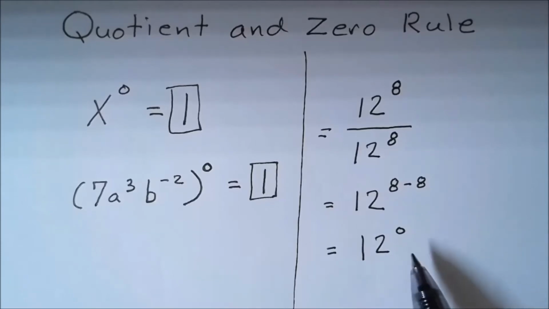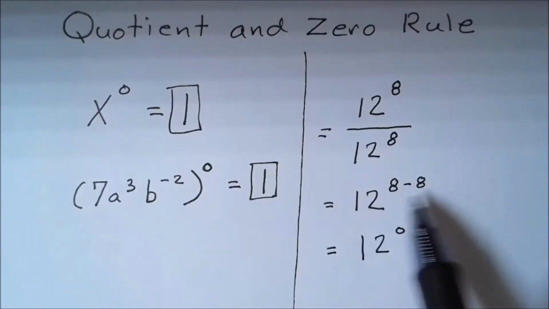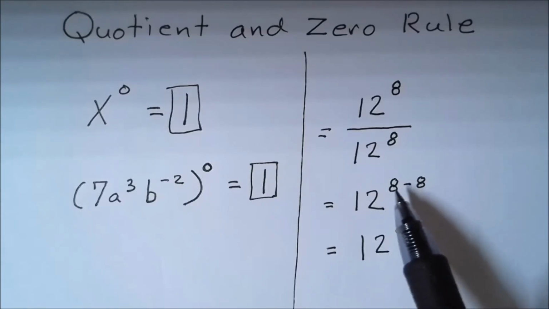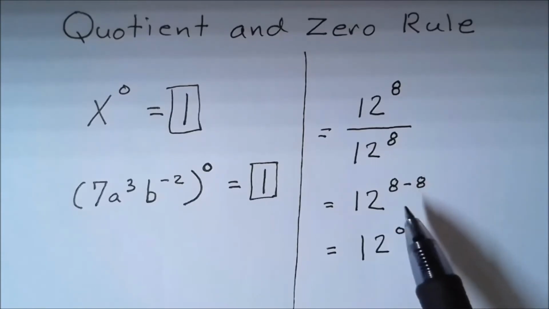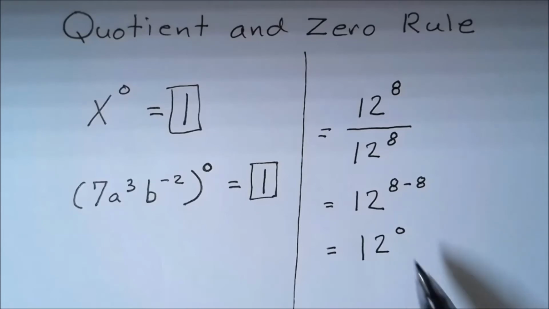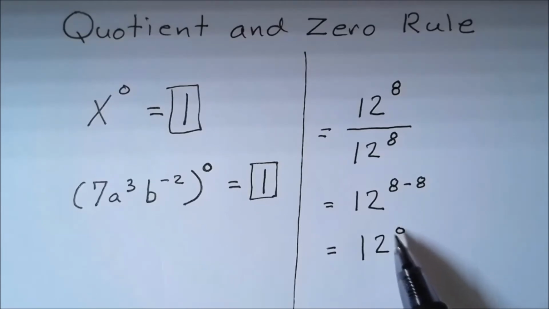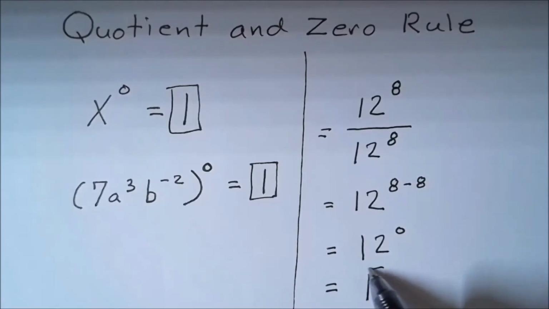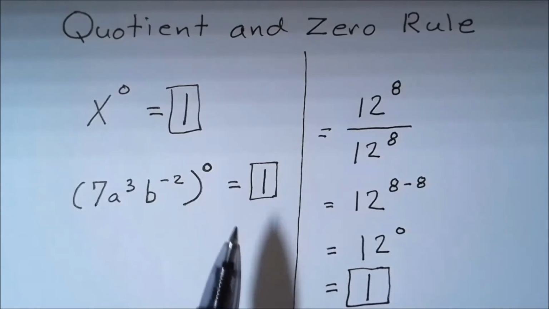Now this is where it's easy to make a mistake. You might see this and forget about this zero rule and want to just put, well, 8 minus 8, it gets rid of the exponential power, I'm just going to have 12, but that's not the case. Your exponential power will actually be 0, and it matters because 12 to the power of 0 is just equal to 1 according to the zero rule.